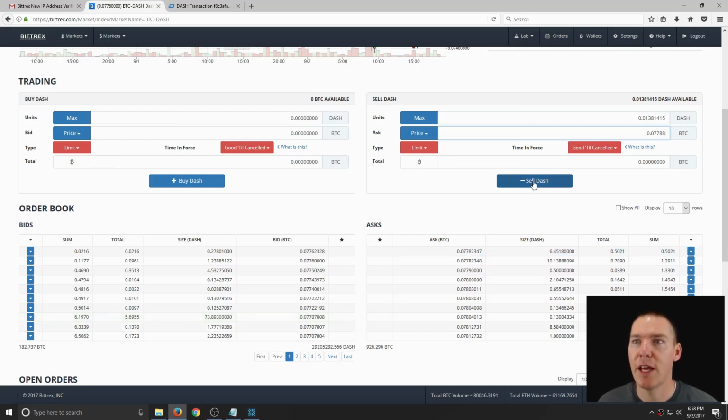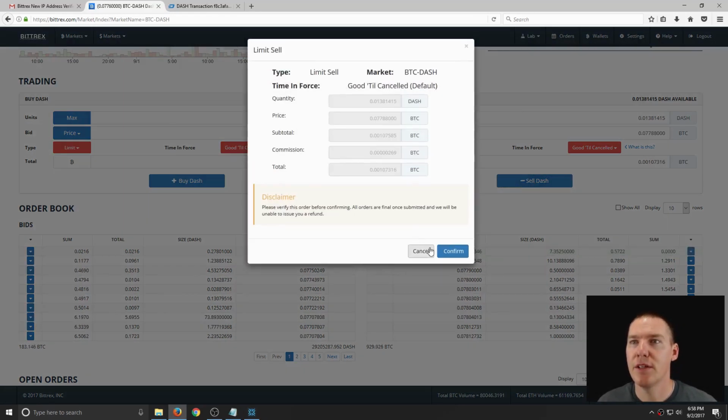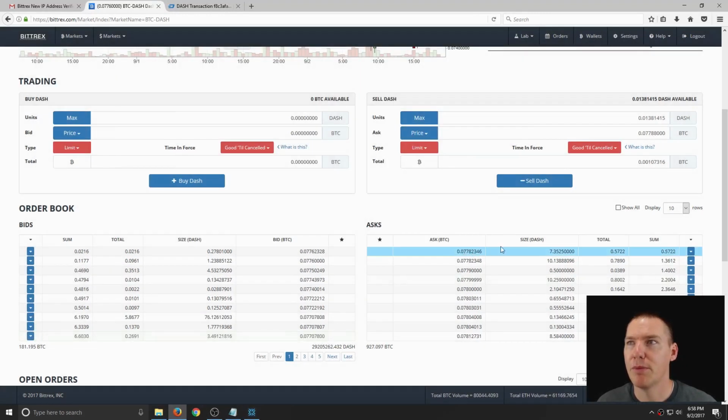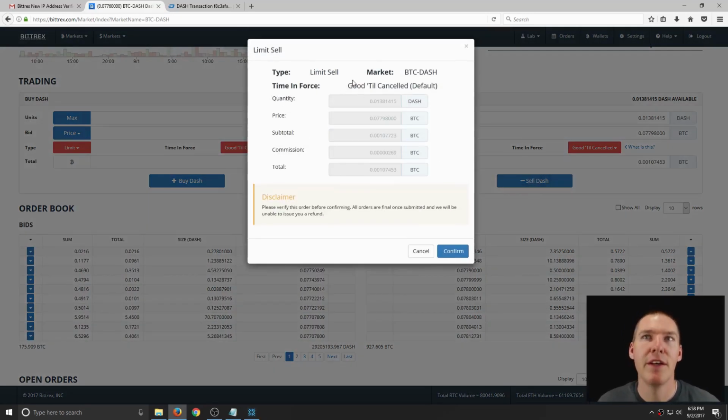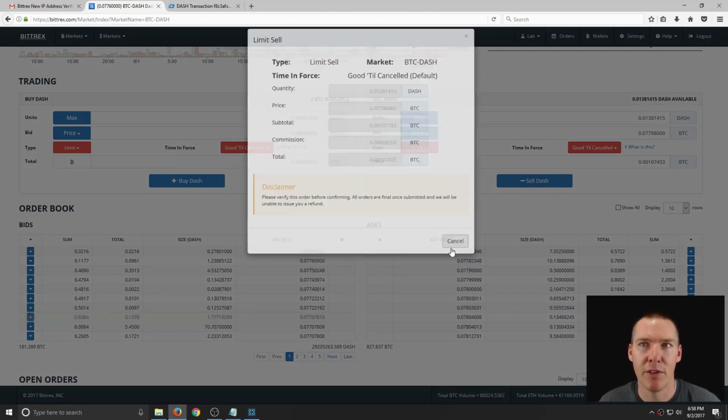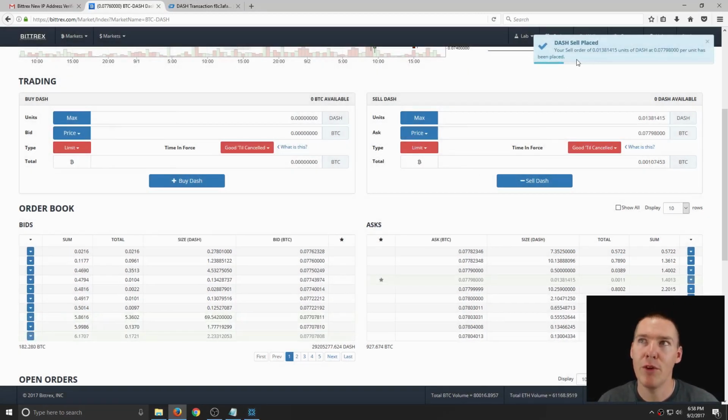So I'll say sell Dash. Oh, well, I'll say 779. I want to show you what it looks like when you have an order. So I click sell. It shows me, make sure that I'm selling the right price, the right amount. I click confirm. Now I've created an order, and the star is my order. So I have a star here. So it didn't go through yet.